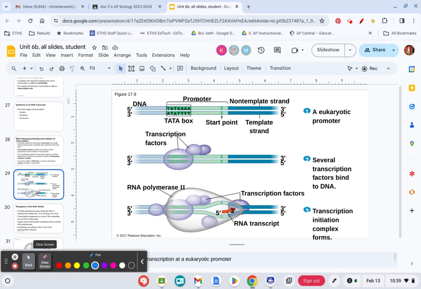Teardrop on its side. Okay, that's the RNA polymerase. It'll attach those transcription factors at the TATA box, at that region, and then it's going to start. This little red piece here is going to be the start of our mRNA. Again, it's making it from the 5 to 3 direction. Okay, always from 5 to 3.